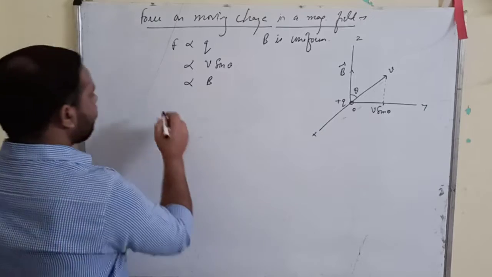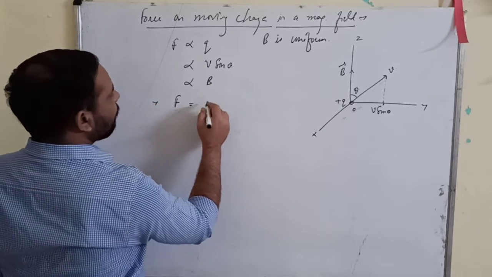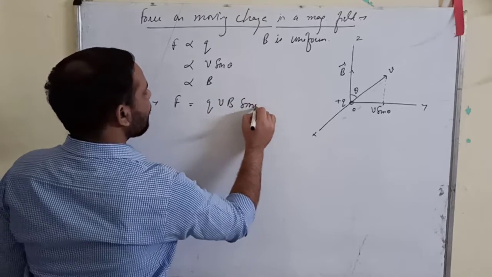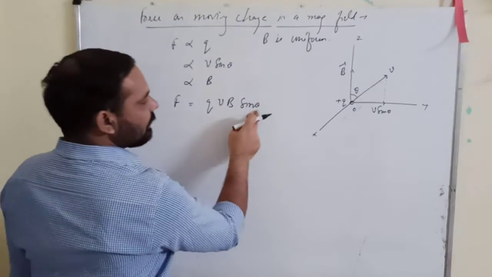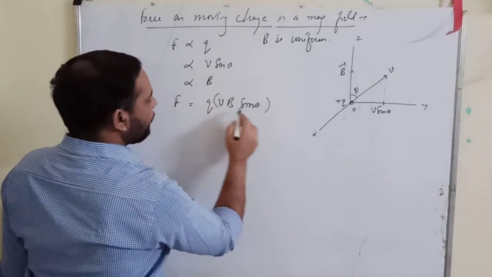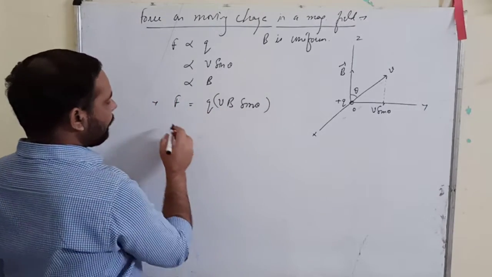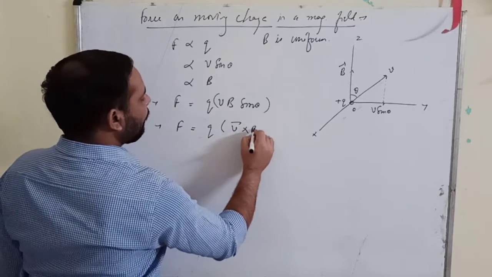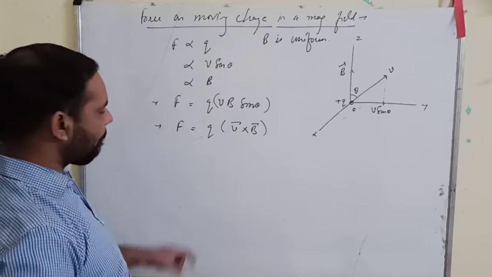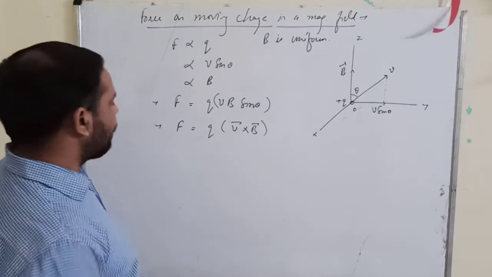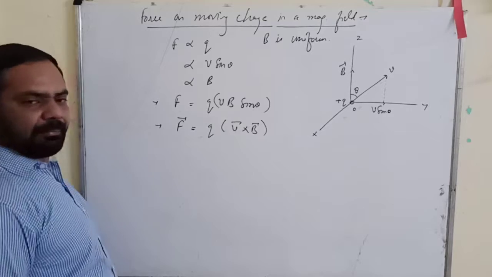So you can write F is equal to Q V B sin theta. What is theta? Theta is the angle between V and B. Now this is V B sin theta, so can you say F is equal to Q times V vector cross B vector? This is your F vector.